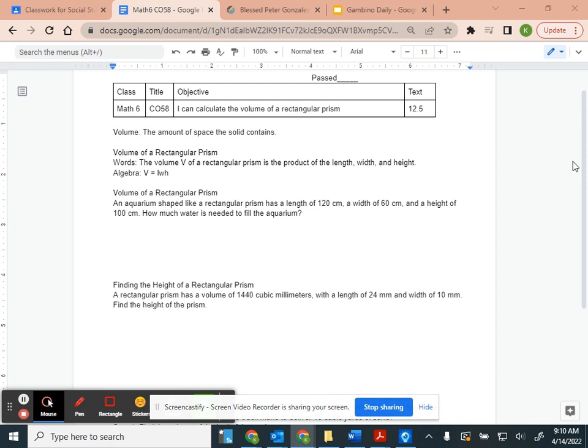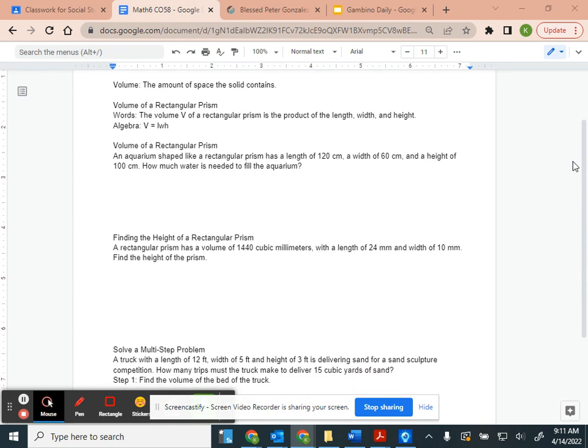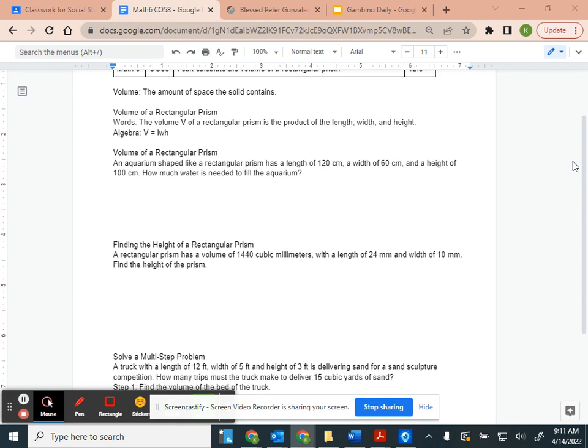Good morning. Today we are doing CO58, continuing with our shapes. Today we will calculate the volume of a rectangular prism. This is going to be a little bit easier than the surface area. So we're back to something that's just an easier formula to use.